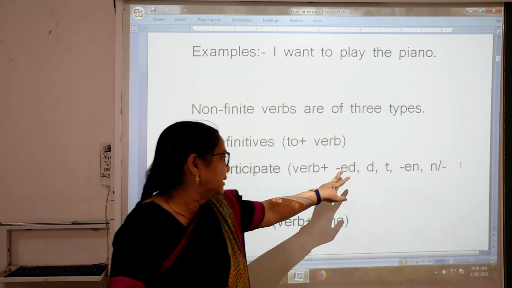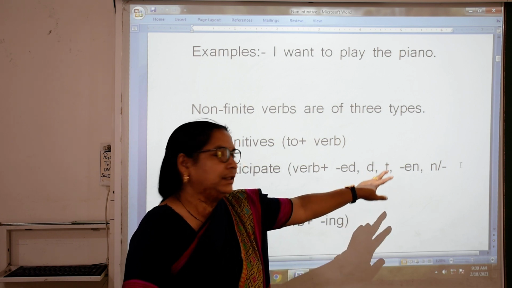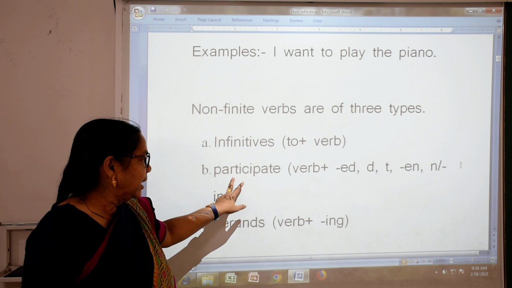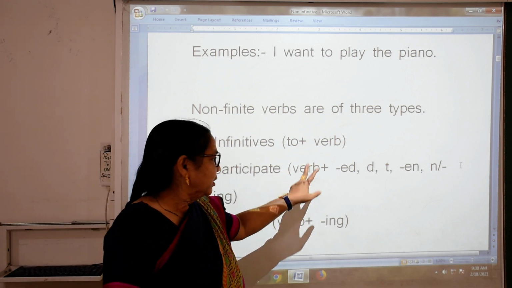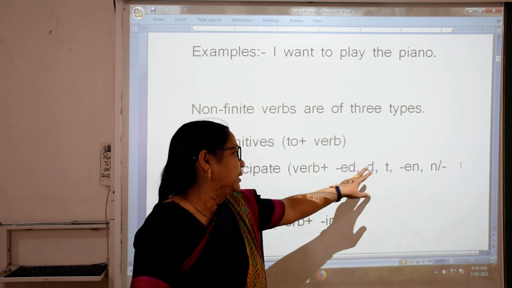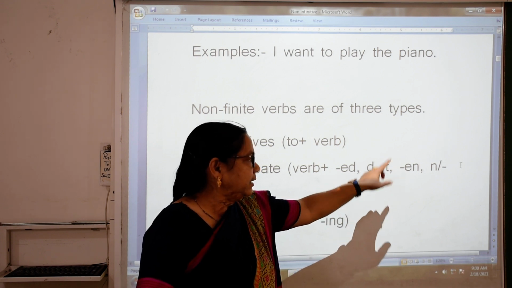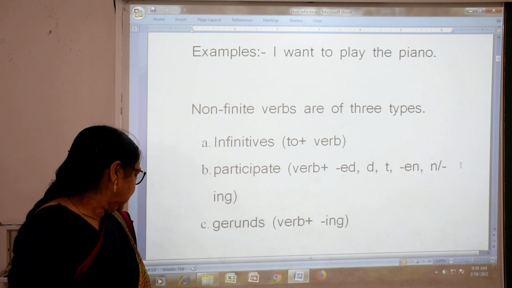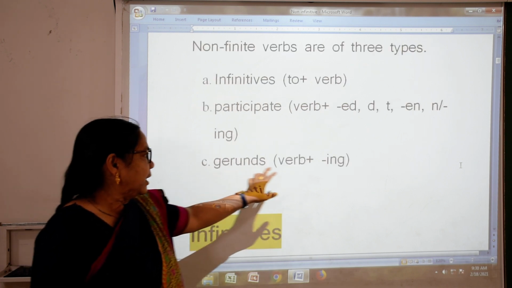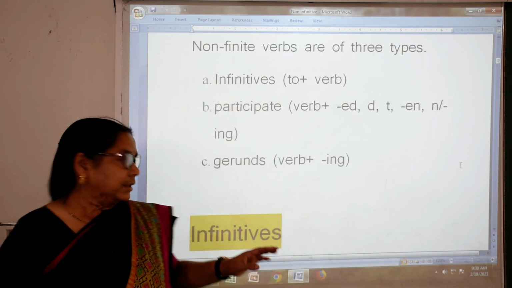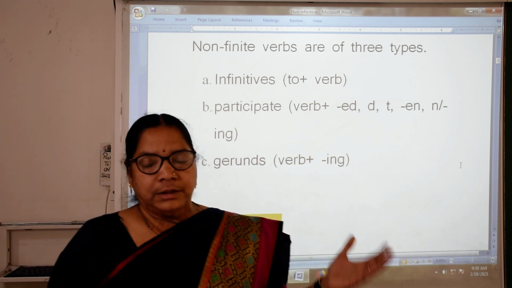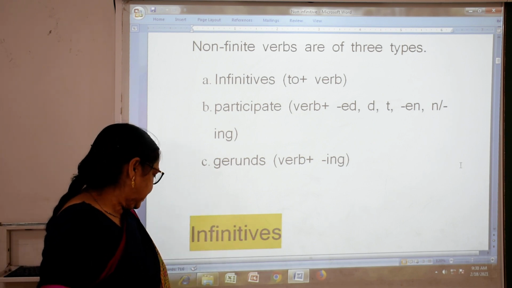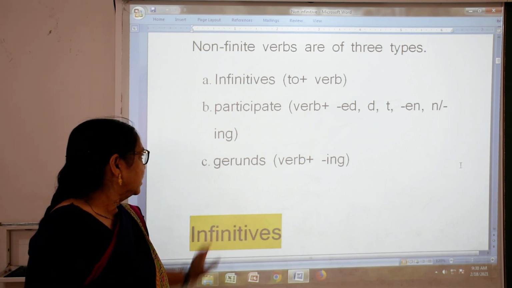Participles are formed with the verb plus ed, d, t, en, n, and ing. Gerunds are verb plus ing. A gerund can be a subject and also an object. We will study gerunds in the next module.